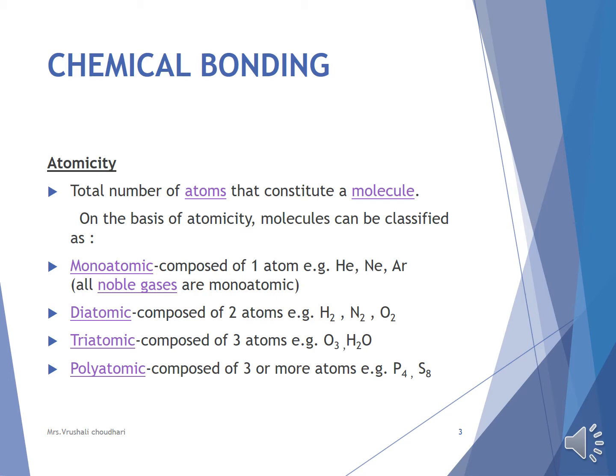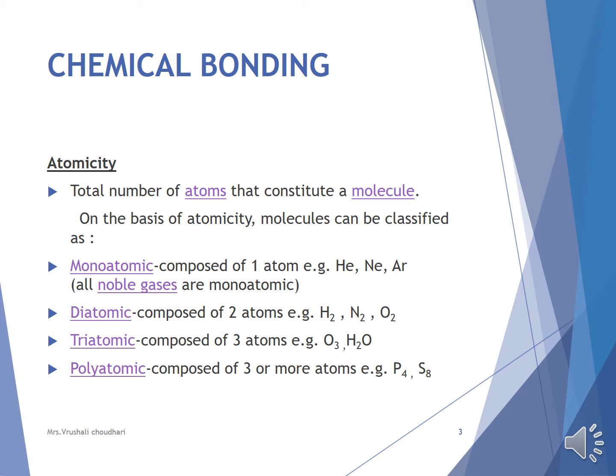Diatomic: molecules which contain two atoms are called diatomic. Di means two. H2, N2, O2 are naturally occurring gases: oxygen, hydrogen, nitrogen. But they are always available in nature in a combined, diatomic form, that is their stable form. Triatomic molecules contain three atoms.